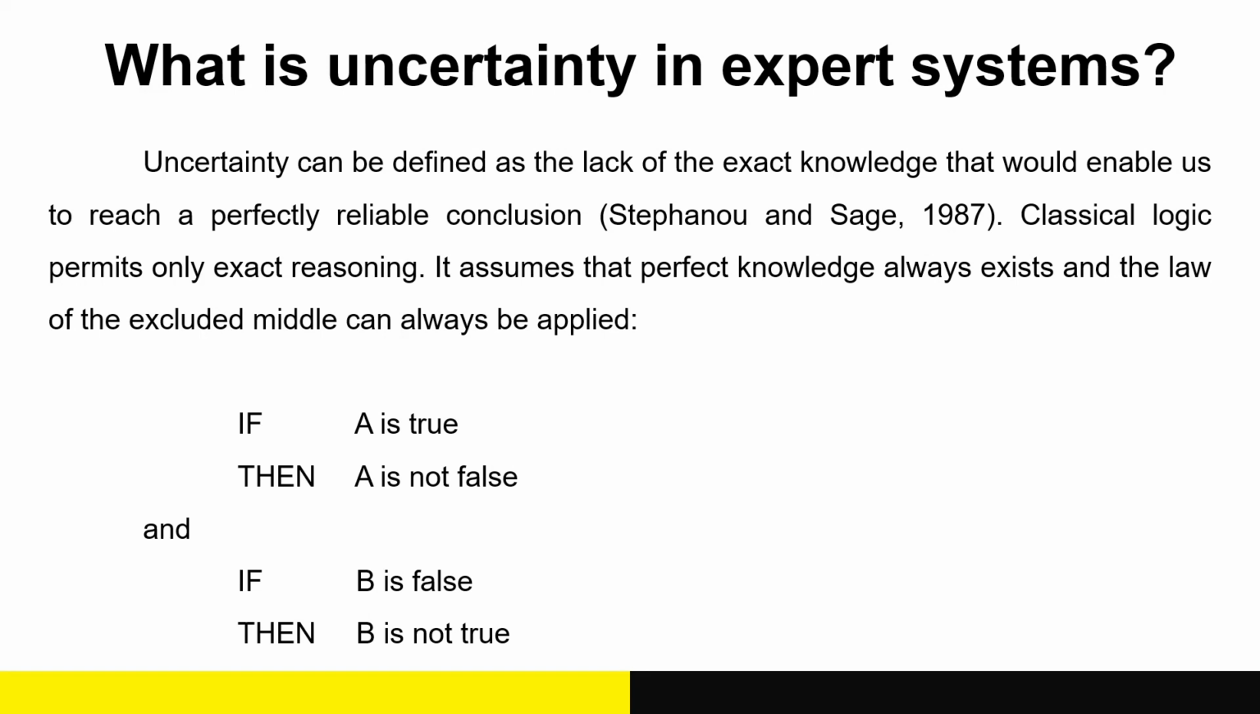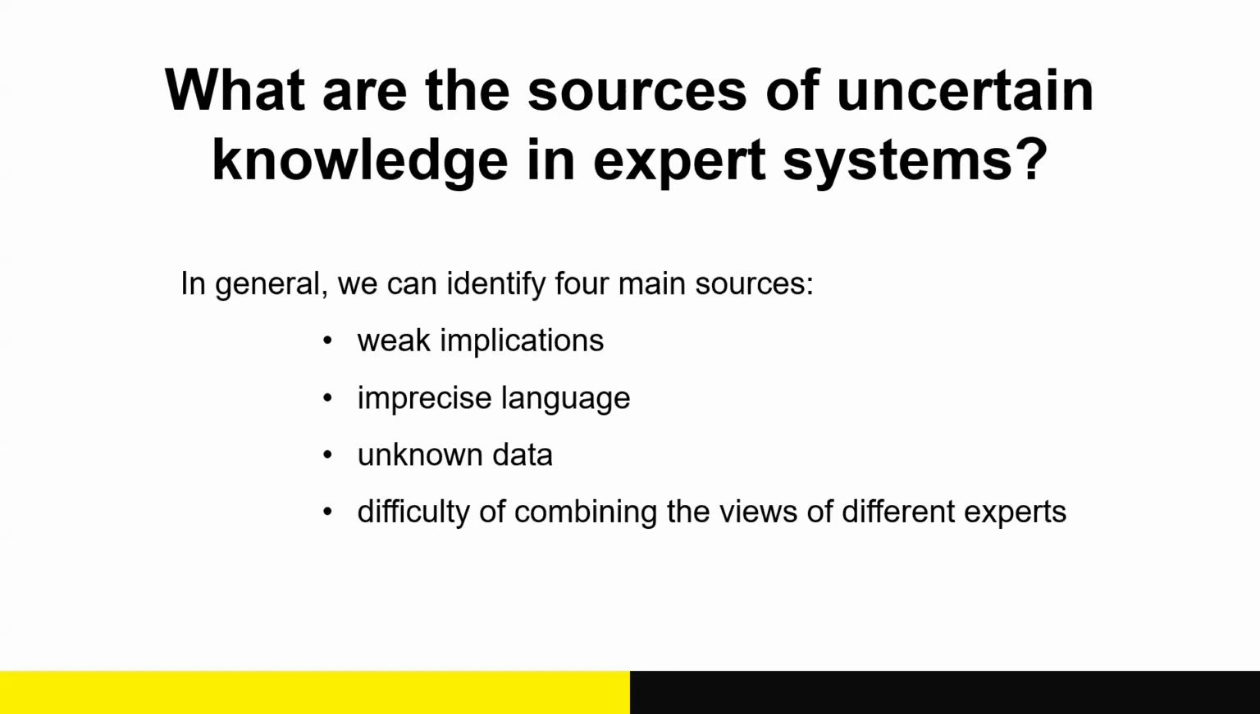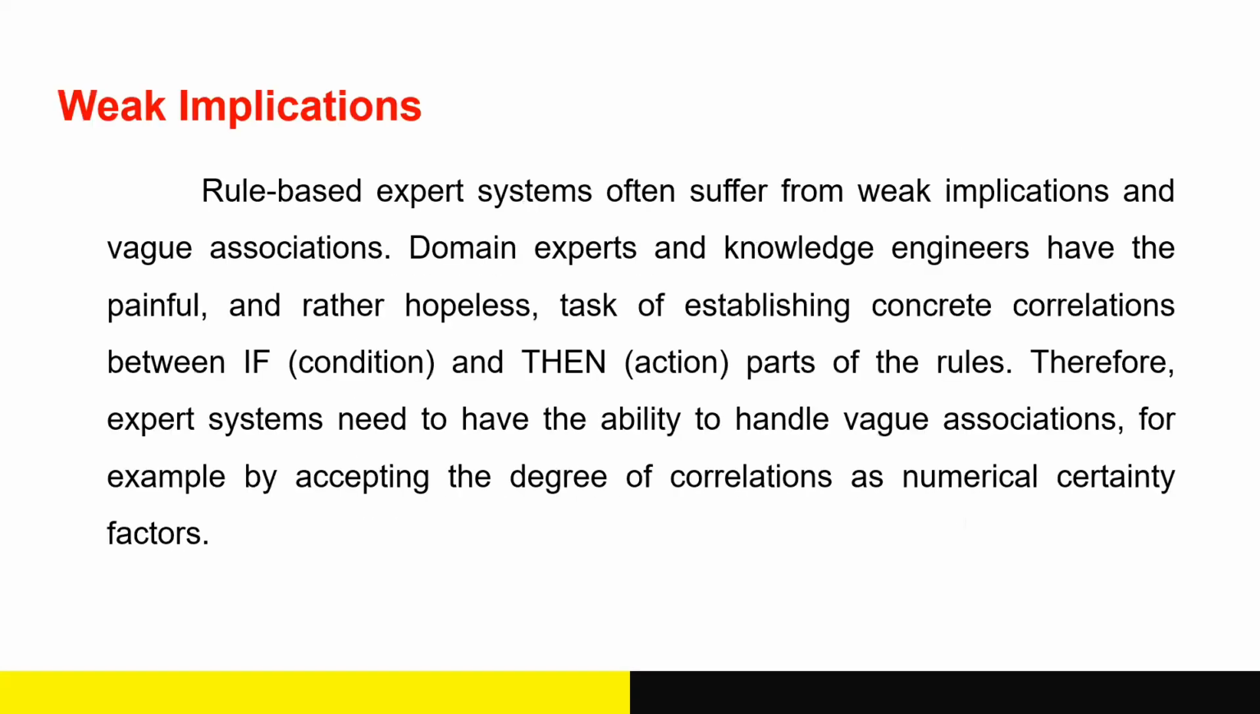So for example, if A is true, then A is not false. And if B is false, then B is not true. What are the sources of uncertain knowledge in expert systems? In general, we can identify four main sources, and those are weak implications, imprecise language, unknown data, and difficulty of combining the views of different experts.